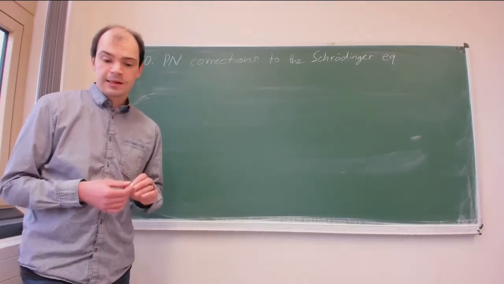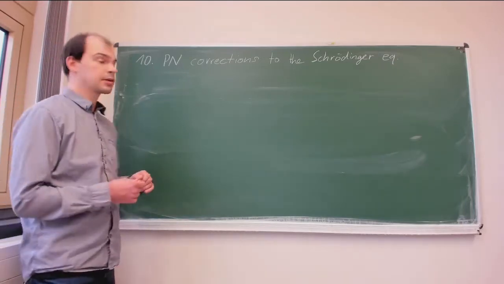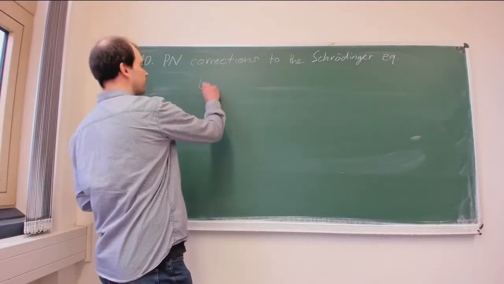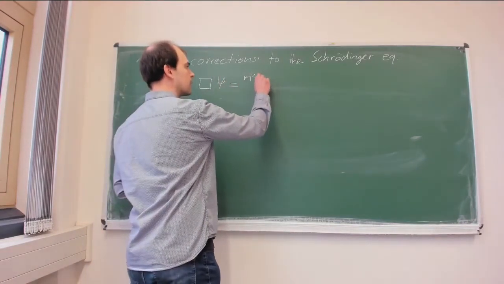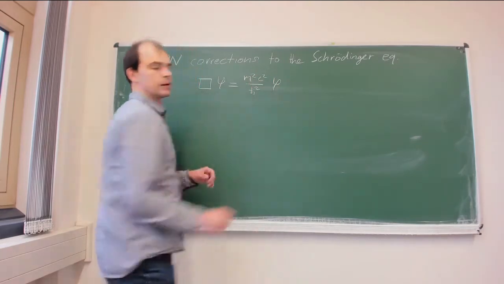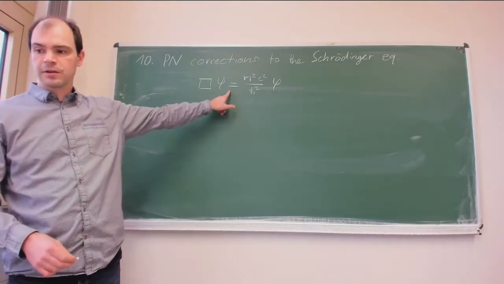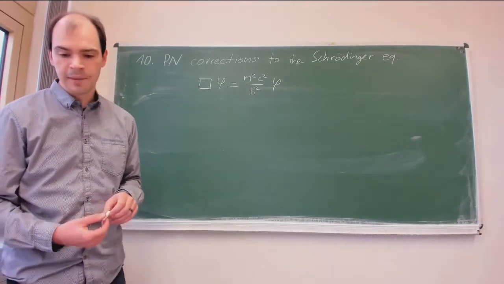So let me begin, and what we want to do is we want to look at the Klein-Gordon equation. I just write down the Klein-Gordon equation for you again. So this is the Klein-Gordon equation. The d'Alembert operator acting on phi equals m squared c squared divided by h bar squared phi.